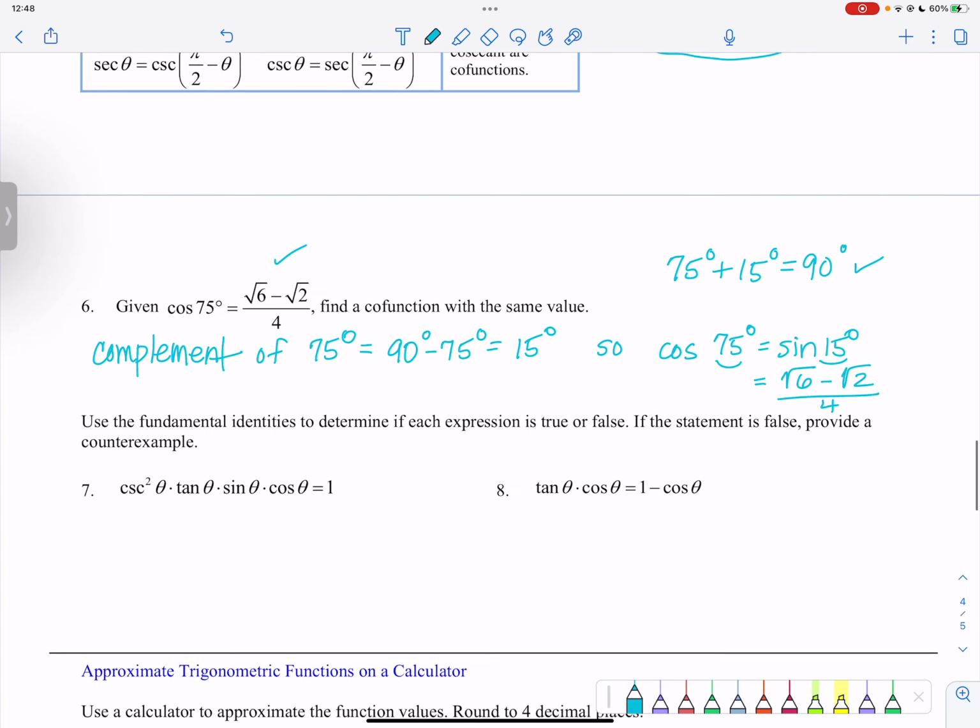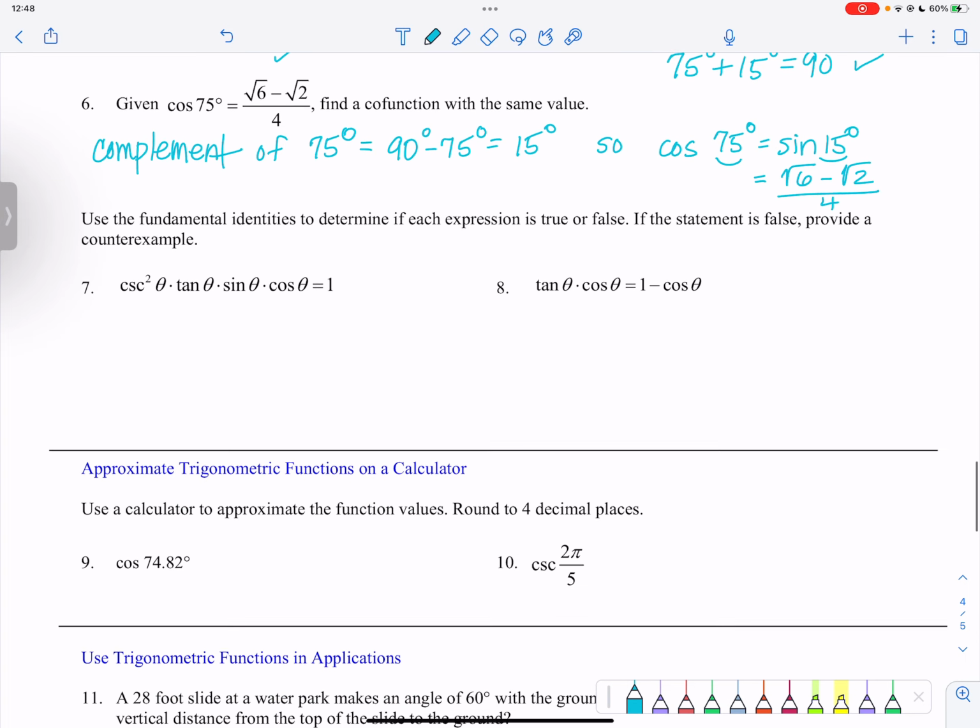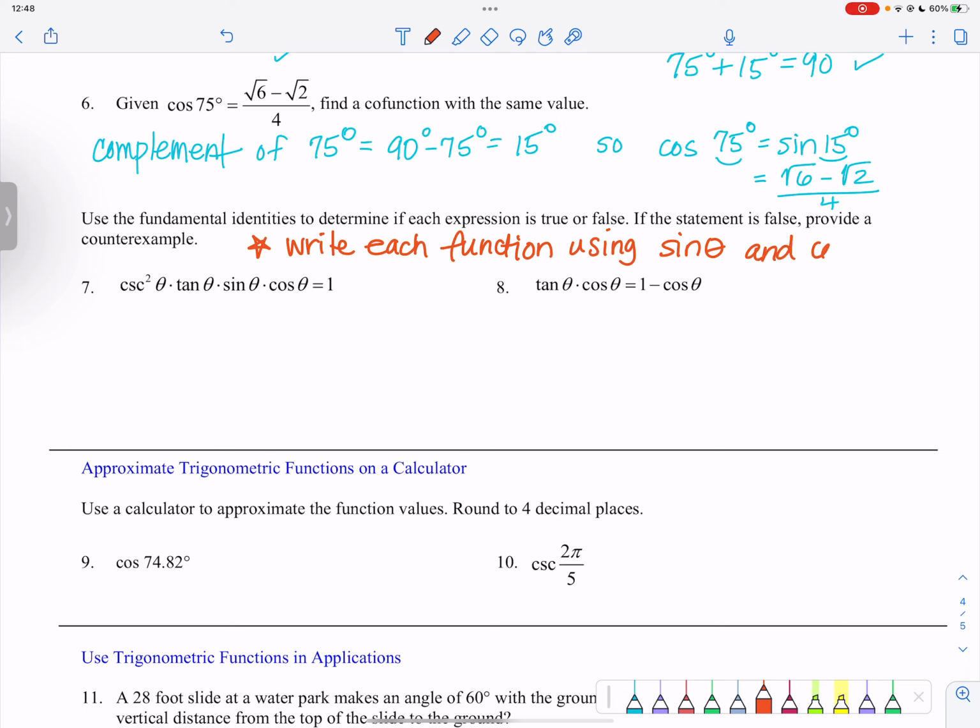Okay, let's look at number 7. Use the fundamental identities to determine if each expression is true or false. We are going to break everything down into sines and cosines. And once you do that, it makes it quite simple. So let's go ahead and take a look at number 7.